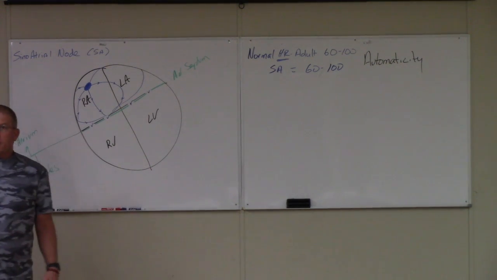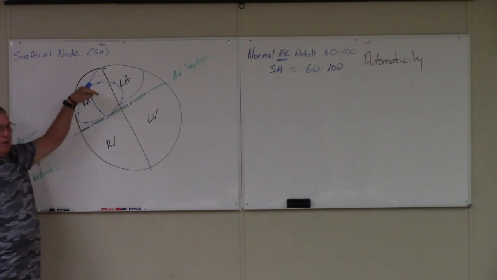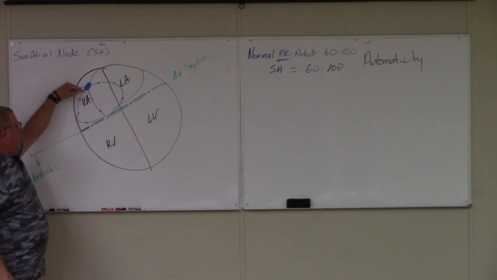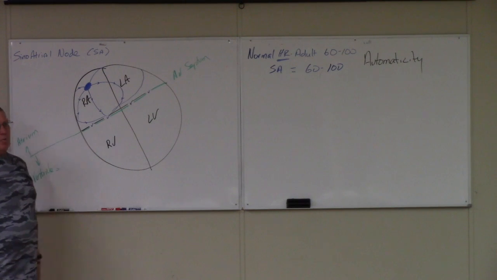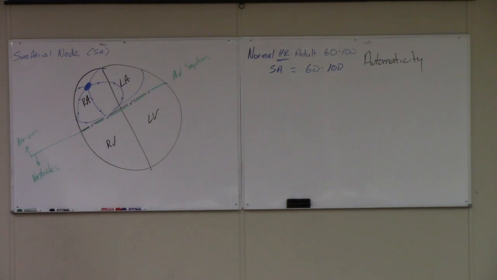Okay? So, the impulse from the SA node, if it's working right, as it starts its way down towards the septum, it is squeezing the heart. Anybody ever milked a cow before? Milked a goat before? Yeah. Yeah. Okay?